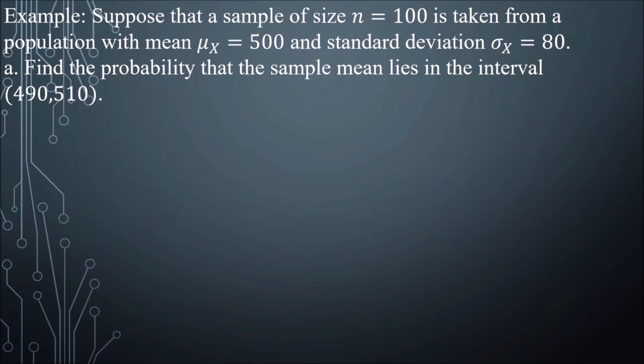Example: suppose that a sample of size n equal to 100 is taken from a population with mean 500 and standard deviation 80. Find the probability that the sample mean lies in the interval 490 and 510.